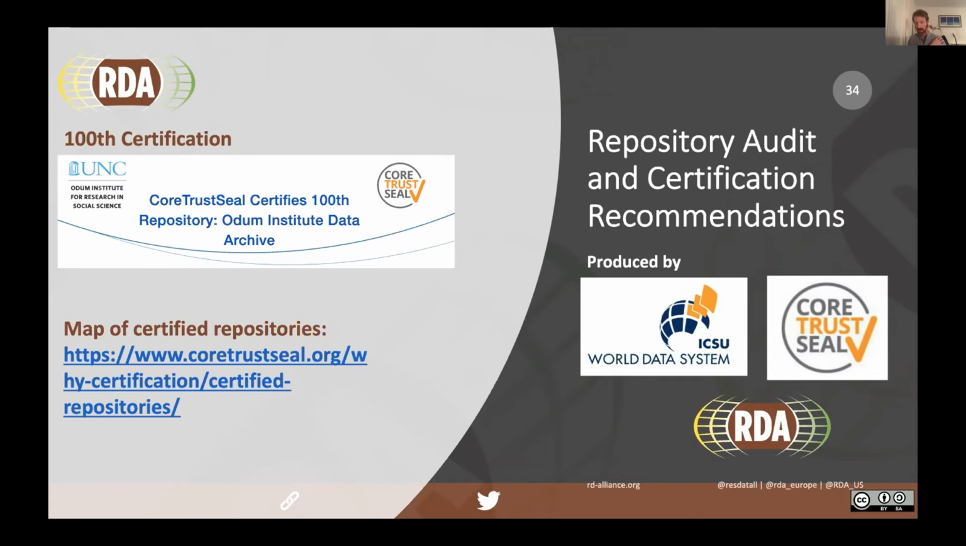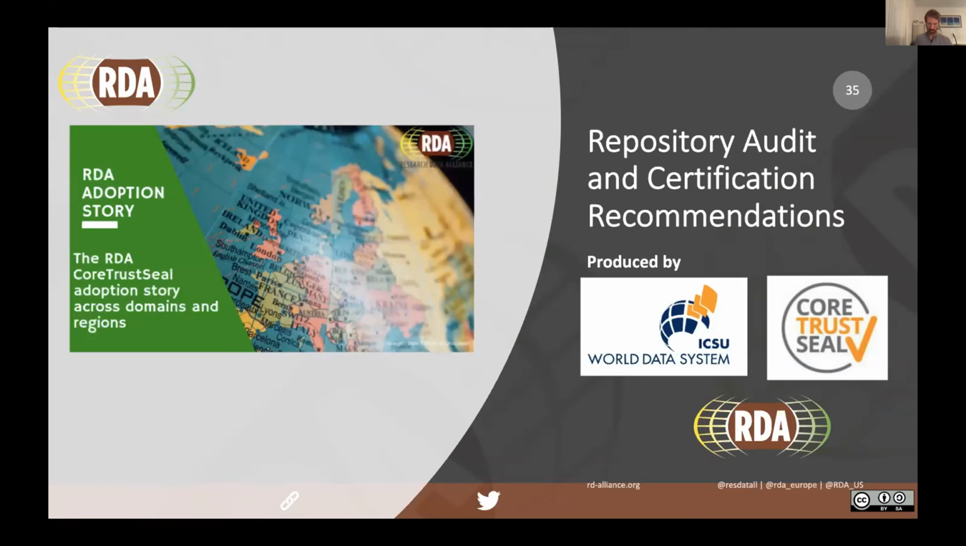There's a map on the Core Trust Seal website, and the map contains all the certified repositories and gives a good idea of the geographical spread throughout the world.